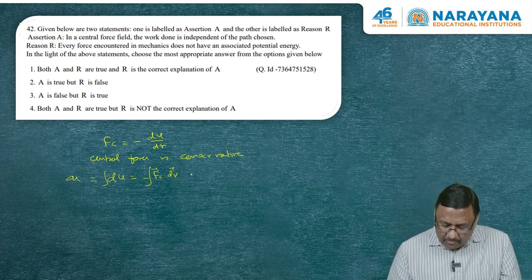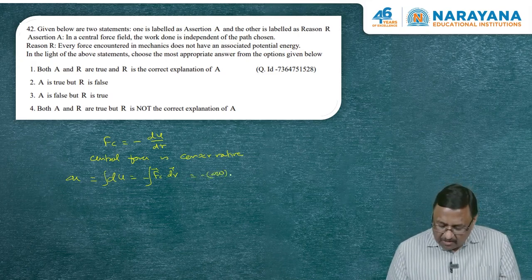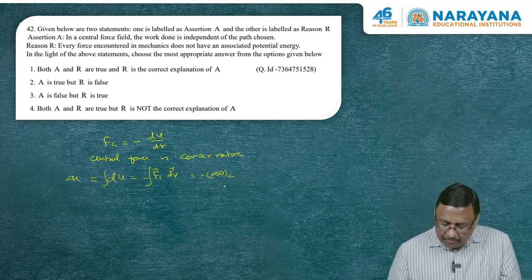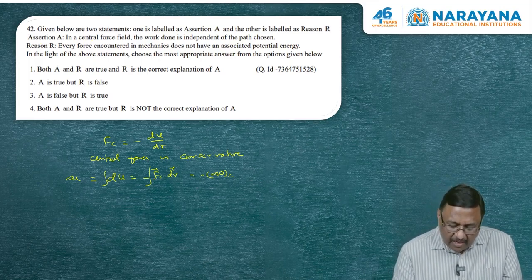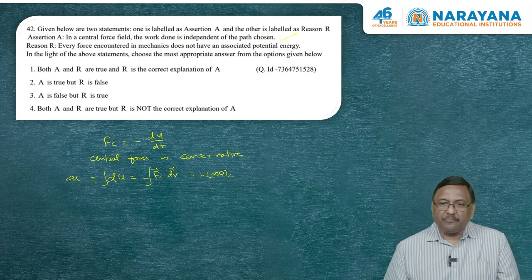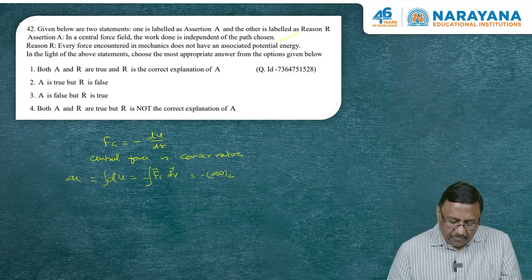So if I write this is my work done, I can write minus delta U in this manner. So minus delta U by conservative force here. So work done by conservative force is independent of path. That means here we are writing in a central force field, the work done is independent of the path chosen is correct only. That means A is the right option.